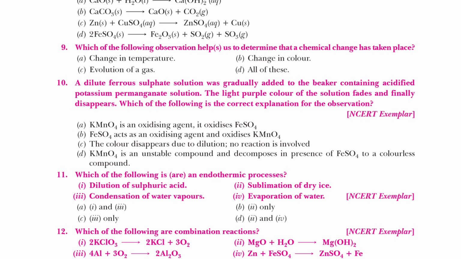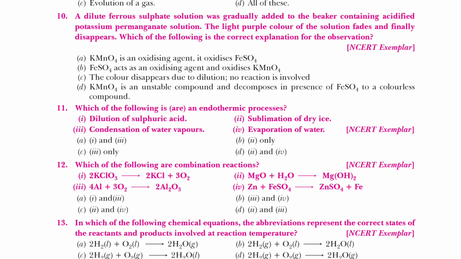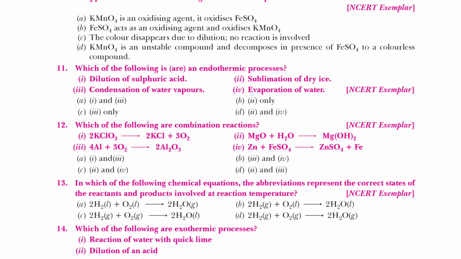Next, question number 11, which of the following are endothermic processes? Endothermic processes are those in which heat is absorbed. In the first case, dilution of sulfuric acid is exothermic. Sublimation of dry ice requires heat. Condensation of water vapors releases heat. Evaporation of water requires heat. So options second and fourth, option D, is correct in the 11th case.